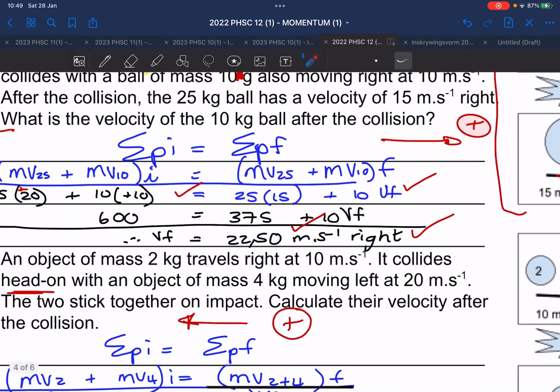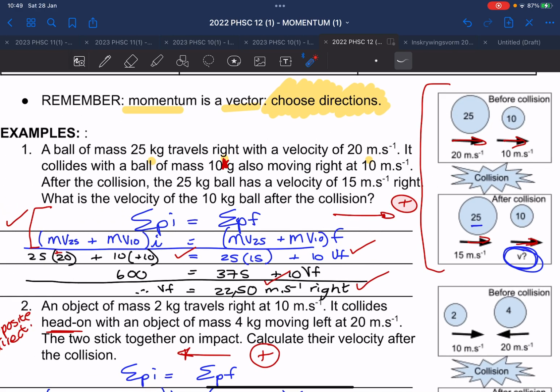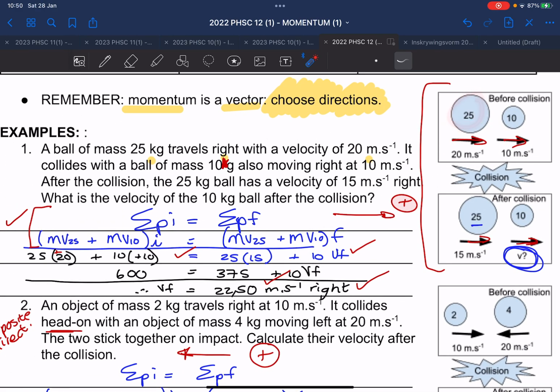So here I have the sum of the momentum at the beginning. How did I know I must use this formula? Because there was a collision. Sum of the momentum at the beginning is equal to the sum of the momentum at the end. So what is momentum? It's mass times velocity. And sum means adding together. So we're going to look at this and this one at the beginning, and this one at the end. So we have 2 things at the beginning, 2 things at the end.